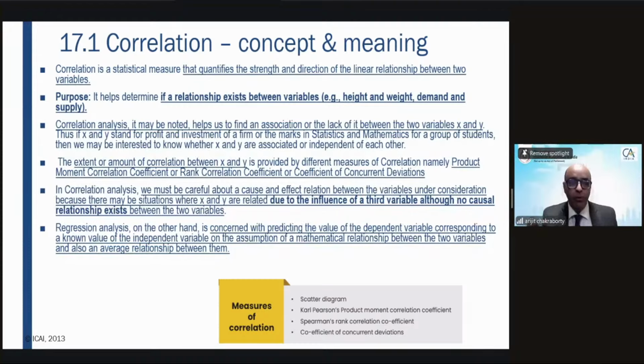So there are 4 methods. First one is the scatter diagram, which we will see. If we plot the values of x and y, height and weight, in a graph, we will get a diagram that is called a scatter diagram. Second is Karl Pearson's product moment correlation coefficient. And there, when we look at the formula, you will find that this formula uses two very basic concepts which you have already learned.